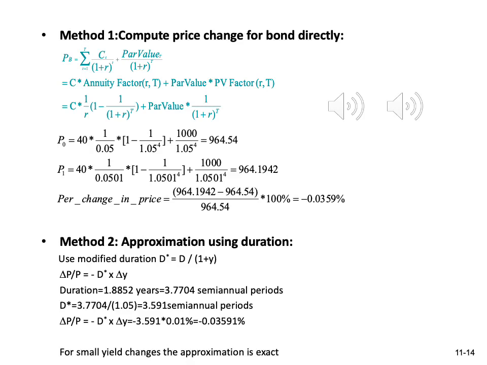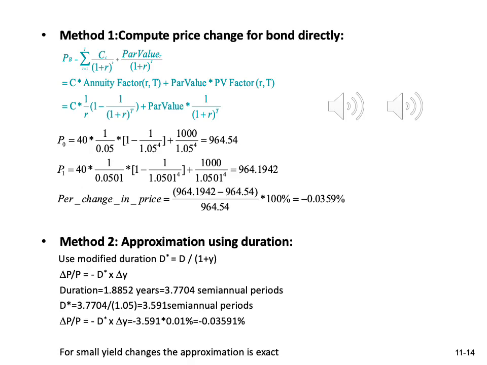The second method, we are going to use the approximation using modified duration. So the modified duration, D star, equals the Macaulay duration divided by 1 plus y. And the percentage change in the price will be negative modified duration times the change in the yield. We already calculated the duration, which is 3.7704 semi-annual periods.